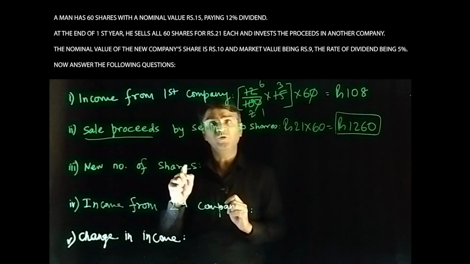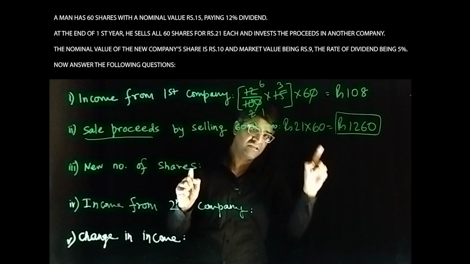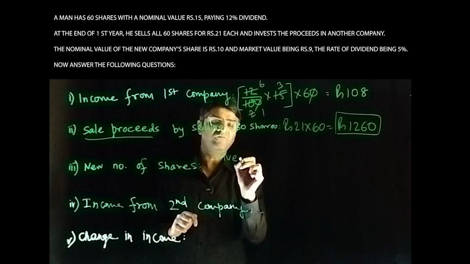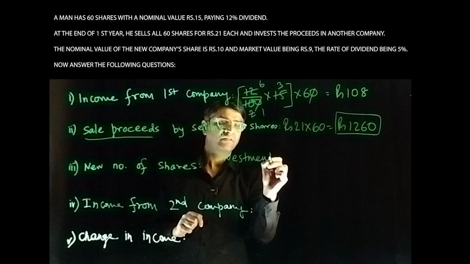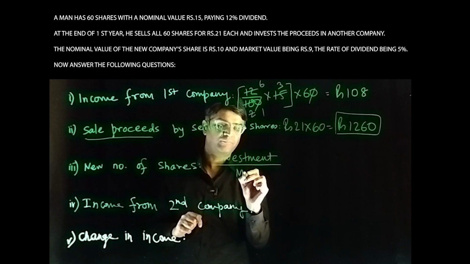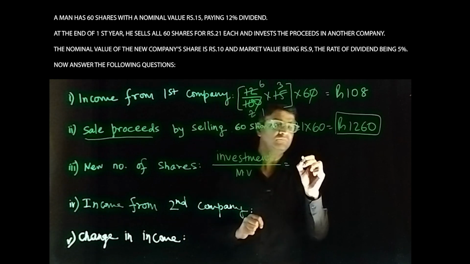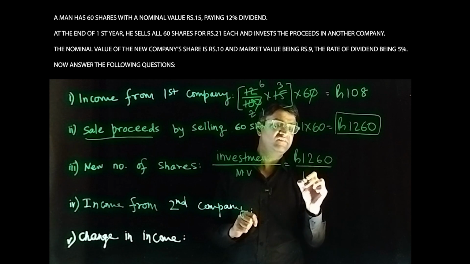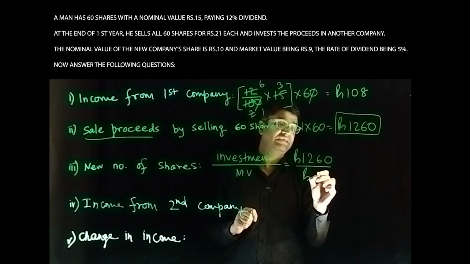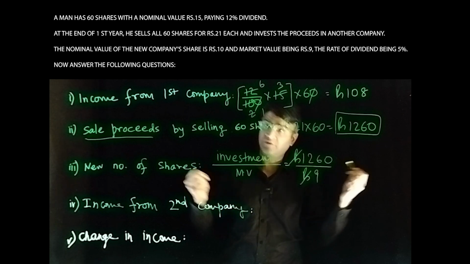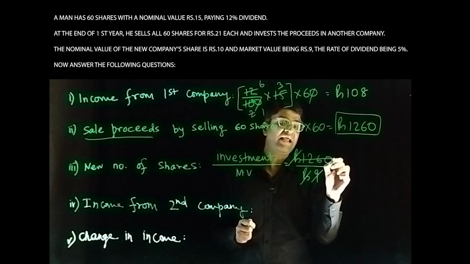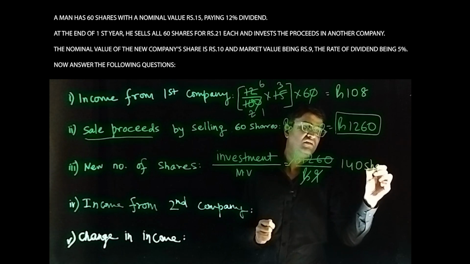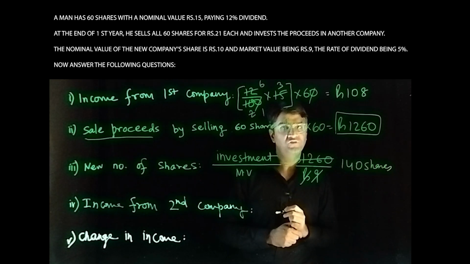So how do I find the new number of shares? The number of shares belonging to the second company. We know the formula is investment by market value of one share. Investment is 1260 rupees and this is going to be rupees 9. Rupees gets cancelled, of course. It cannot have any units and you get 140 shares. That's the answer for part 3.